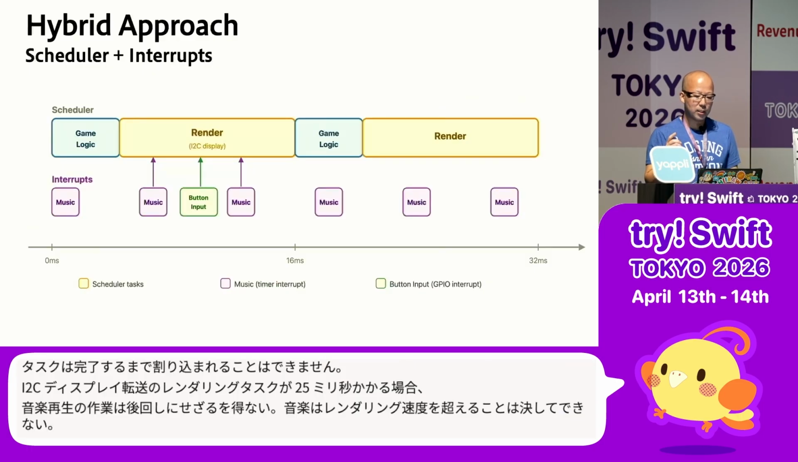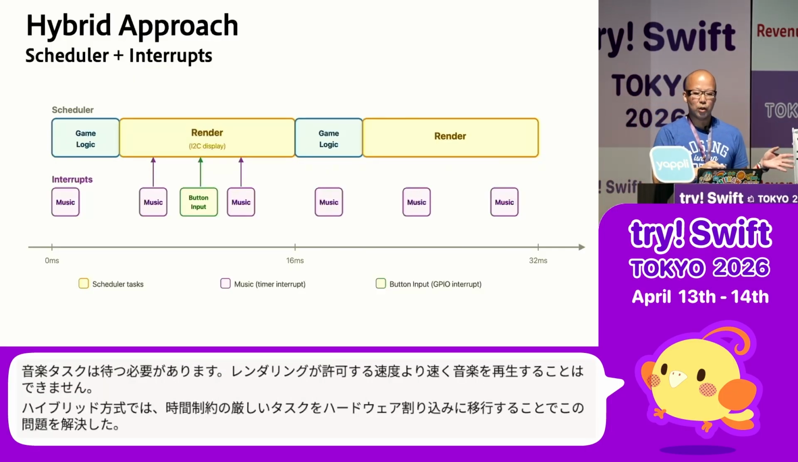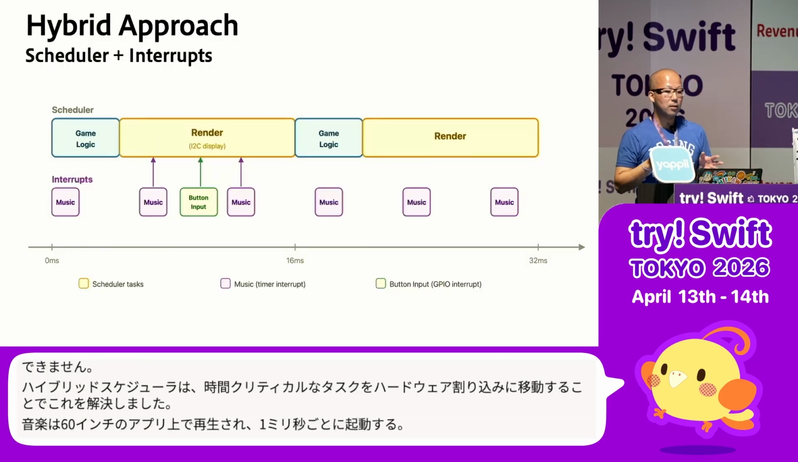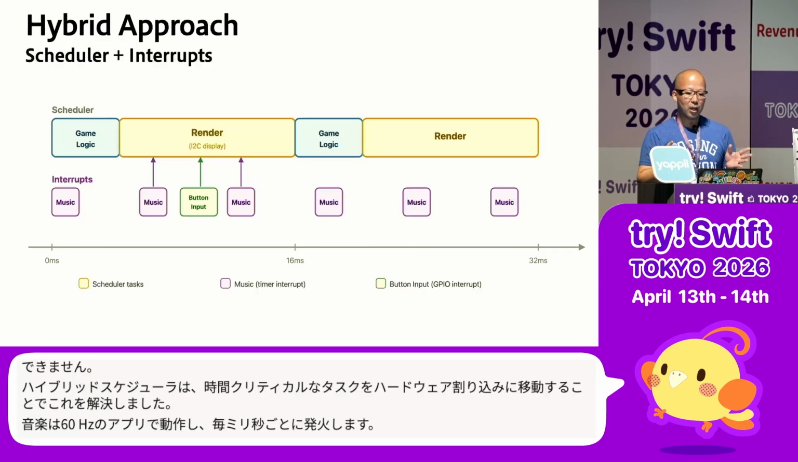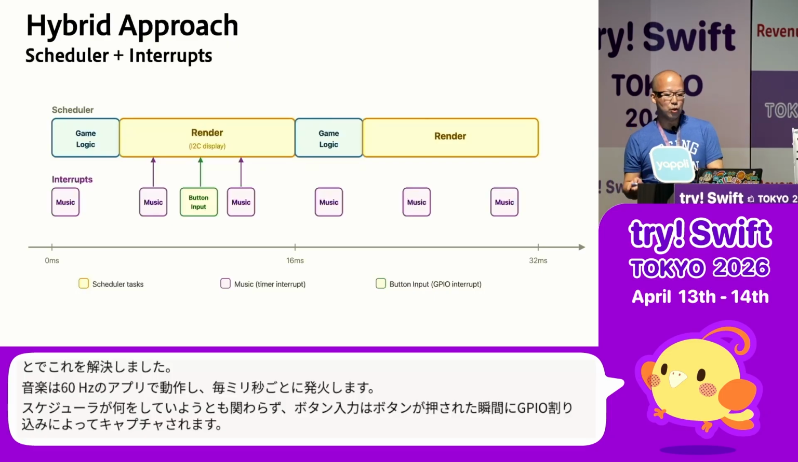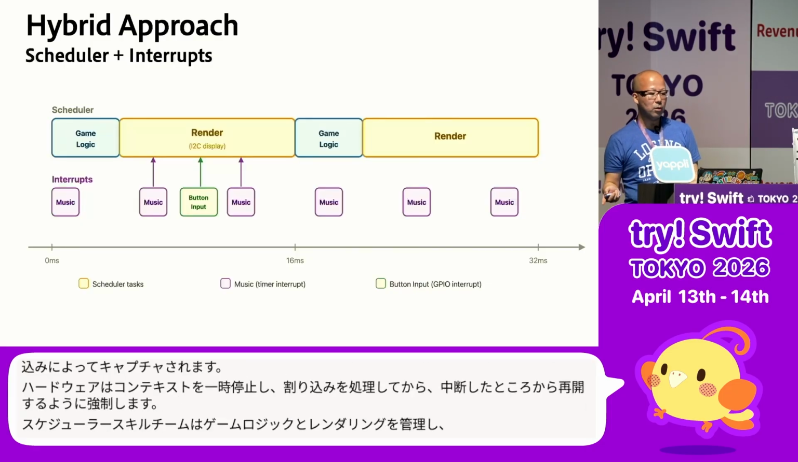The hybrid approach solves this by moving time-critical tasks to hardware interrupts. Music runs in a cyclic interrupt that fires every millisecond. Regardless of what the scheduler is doing, button input is captured by a GPIO interrupt the instant a button is pressed. The hardware forces the current task to pause, handles the interrupt, and resumes where it left off. The scheduler still manages game logic and rendering, but music and input are no longer held hostage by heavy tasks.